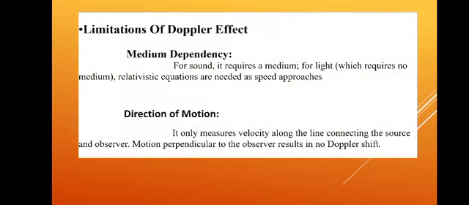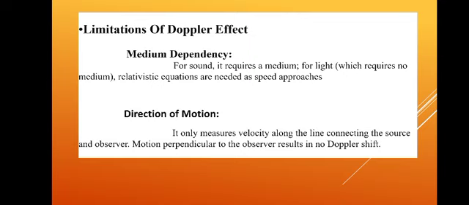Some limitations are there in the Doppler effect. First of all, medium dependency. The Doppler effect is applicable only when the velocities of the source of the sound and the observer are much less than the velocity of sound. Second one, direction of motion. The motion of both source and the observer should be along the same straight line. These are the limitations of Doppler effect.